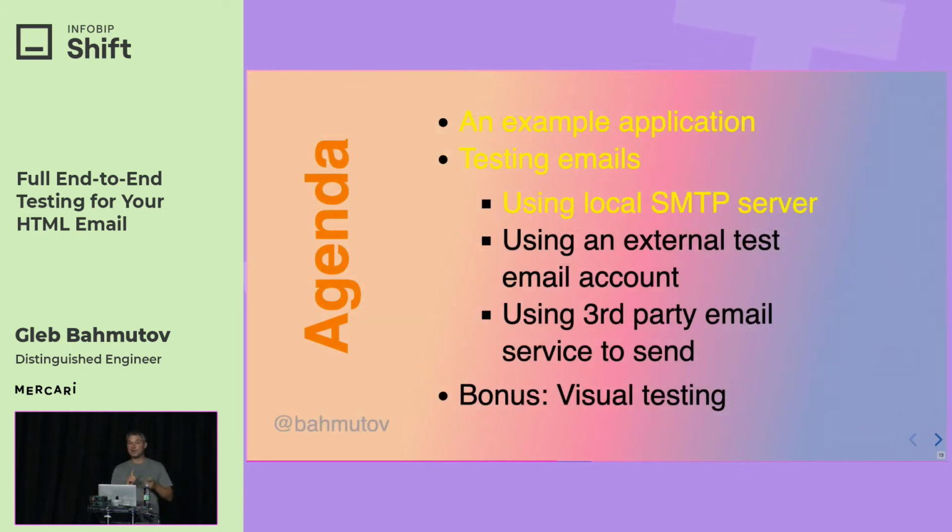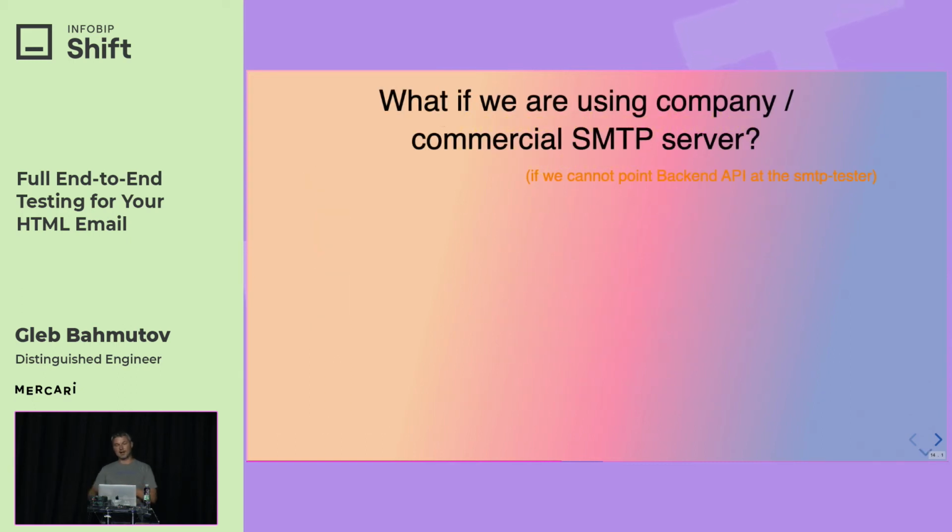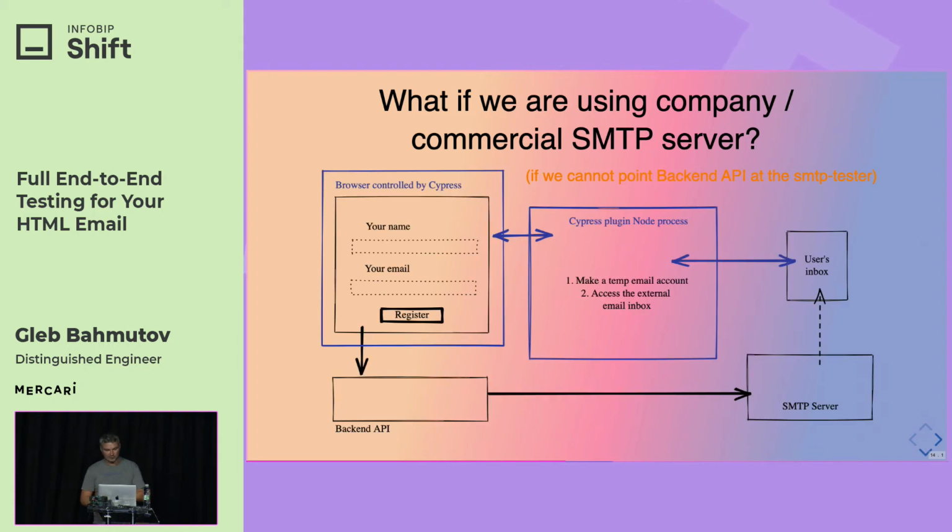OK, this is probably unlikely to be that simple in your case, because you don't want to send the emails yourself. Because sending emails is complicated. You probably are using a company SMTP server, maybe third party, with spam detection, all the blocks, and so on. So in that case, you cannot just switch your backend API and point at yourself. In this case, you really need to open a test account.